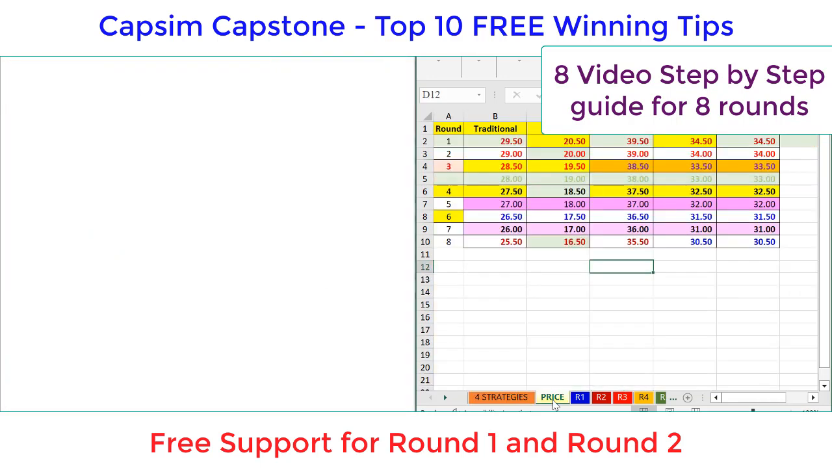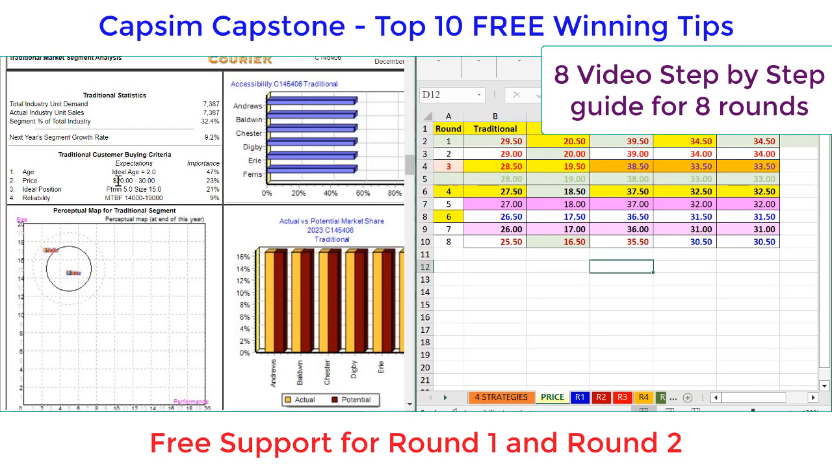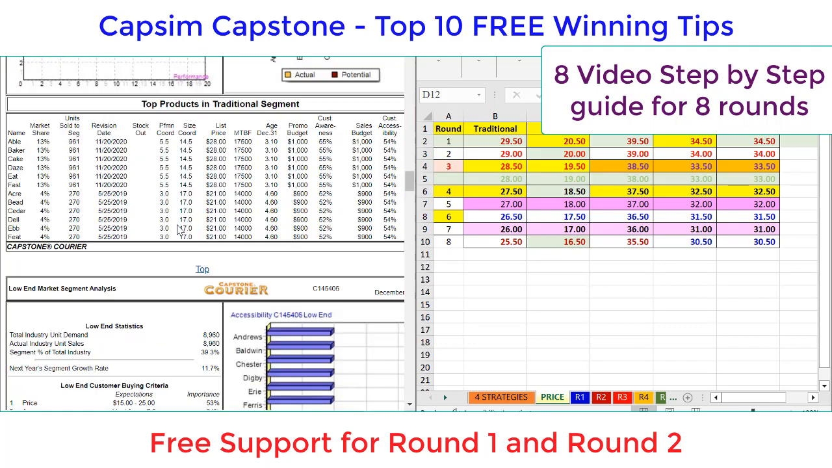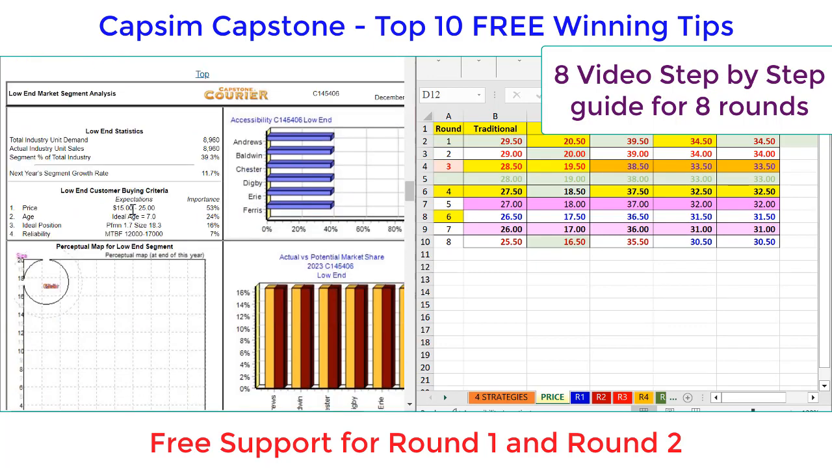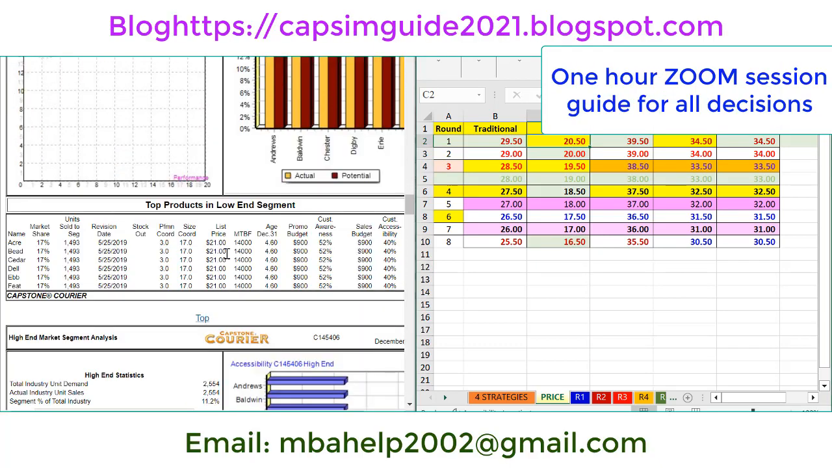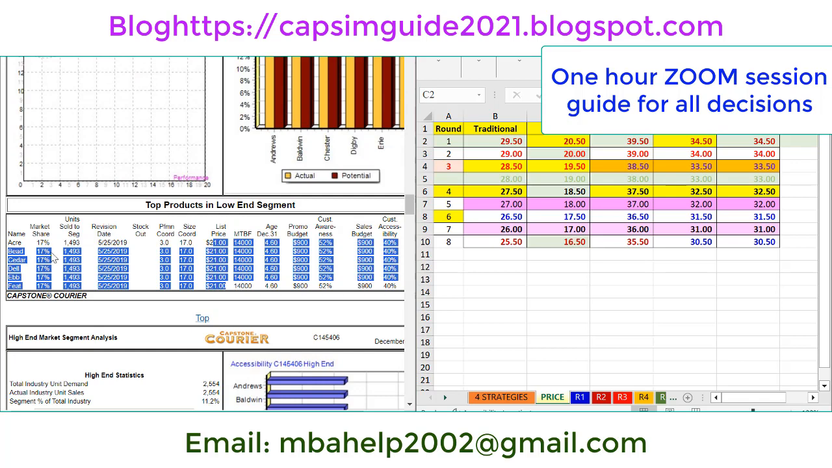So now we check the price for traditional. The price range here, you see, 20 to 30, and then we set the price 29.5. The price is not so important, 23% only. And for the low end, the price range is from 15 to 25, but it's very important, right? 53% here, you see that. And then we set the price at 20.5, reduced because another is recorded on the price started here, right? 21, so we reduce by 50 cents.